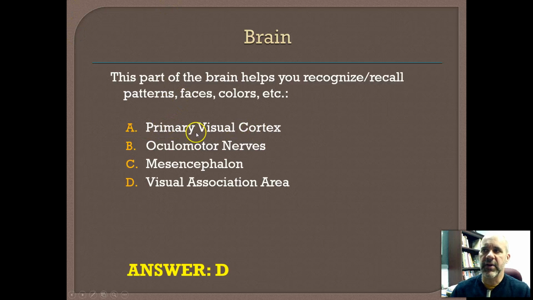association area. The primary visual cortex is going to be the part of the brain that's involved with taking in that information that's traveling down the optic nerves from the retinas of our eyes and creating those images in our mind. That's the primary visual cortex. The association area is what's going to help you realize, oh, I'm looking at John, or I'm looking at Jane, or I'm looking at a tree, or I'm looking at my dog Fluffy, or whatever, helping you recall those types of things.